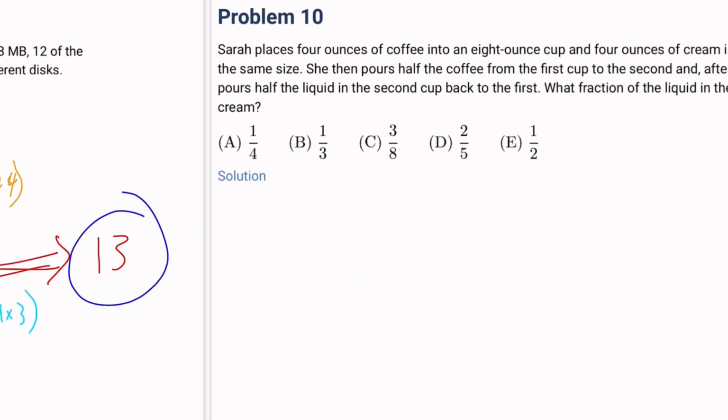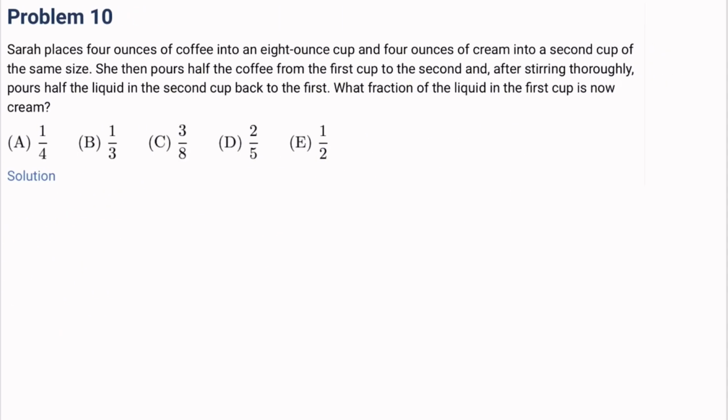It's B. Number 10. Sarah places 4 ounces of coffee into an 8-ounce cup and 4 ounces of cream into a second cup of the same size. She then pours half the coffee from the first cup into the second, and after stirring thoroughly, pours half the liquid in the second cup back to the first. What fraction of the liquid in the first cup is now cream?